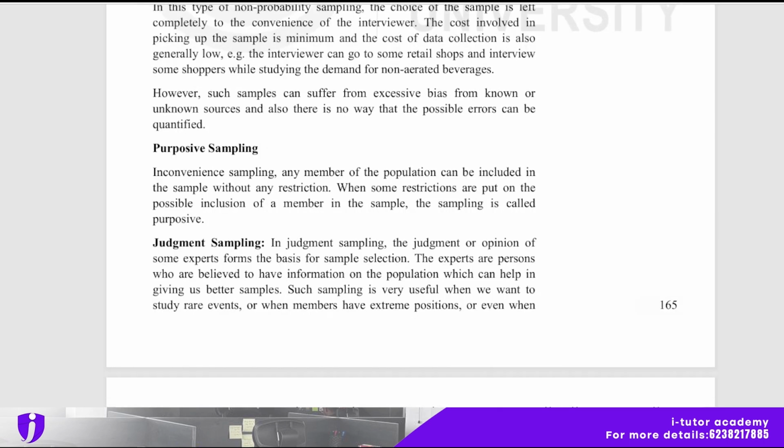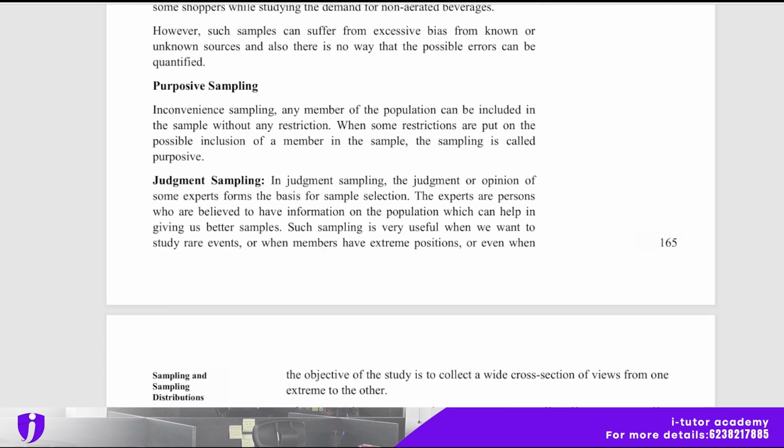Purposive sampling. In convenience sampling, any member of the population can be included in the sample without any restriction. When some restrictions are put on the possible inclusion of a member in the sample, the sampling is called purposive.